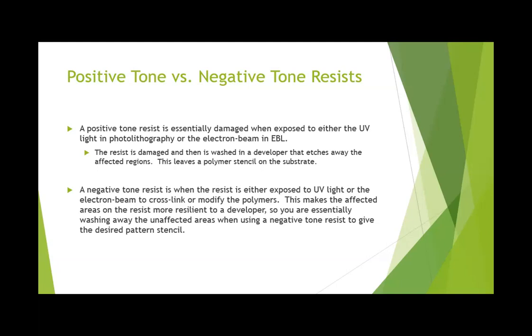And then you have a negative tone resist, which is not so commonly used, but basically it's the opposite effect, where you have an incident electron beam or UV, and the damaged parts are actually fortified from this electron beam. And so when you go to soak it in the developer, the parts that were not affected by the electron beam are actually the parts that fall out. And so you have a stencil that way.